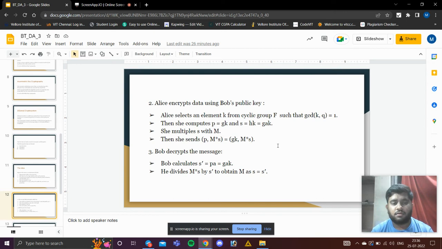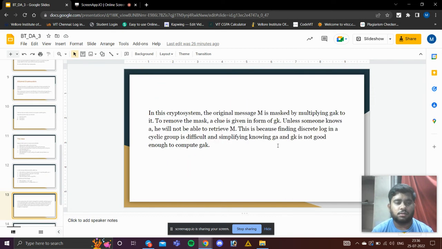The third step is Bob decrypts the message. Bob calculates S dash equals P^A, or G^AK, then divides M times S by S dash to obtain M, the plain text, the original message.